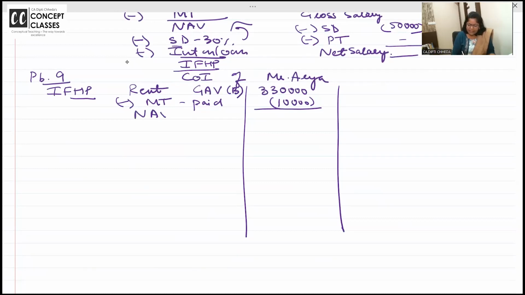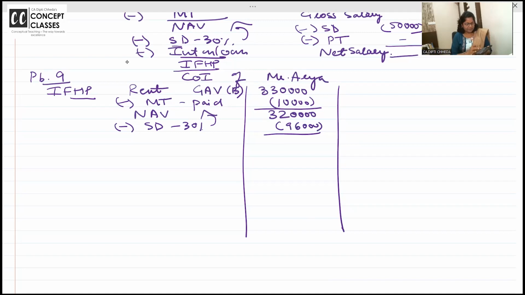So what is the net annual value? 320. How much is standard deduction allowed? 30%. 30% of 320 is 96,000. 2,24,000 is rental income of house property. Good, is it clear?